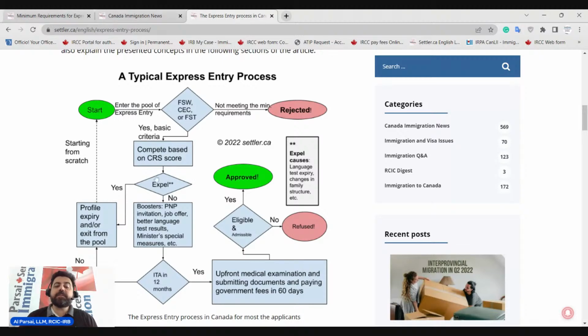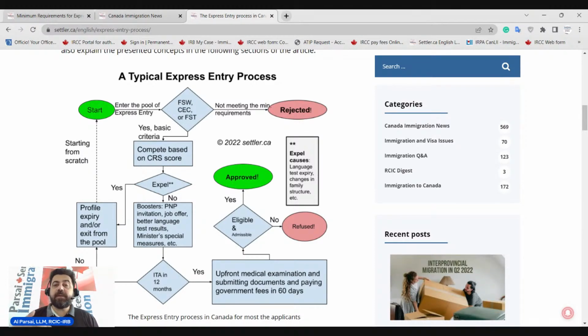And then if for some reason while you are in the pool of Express Entry something happens, for example, your language test expires, or changes in your family structure make you ineligible, then they will expel you from the pool of Express Entry. And if you start to meet the requirements again, you may update your profile and enter the pool of Express Entry. But if they do not expel you, there are things that can boost your points.